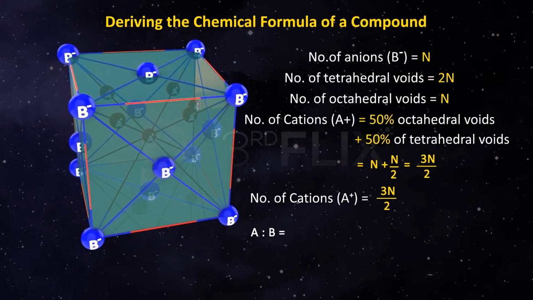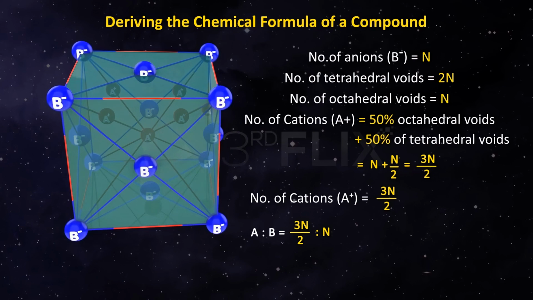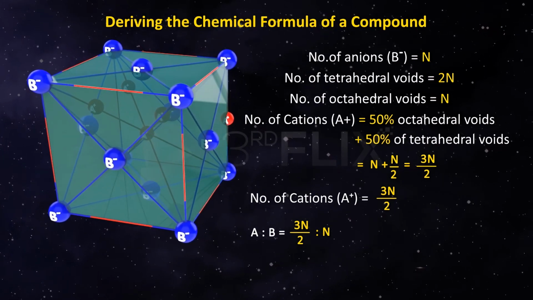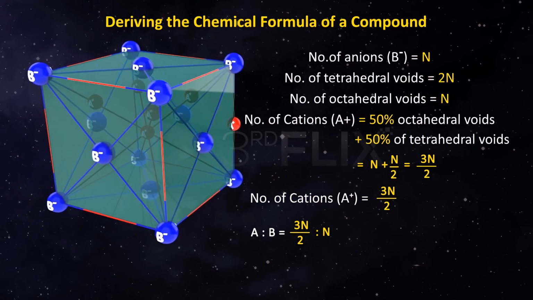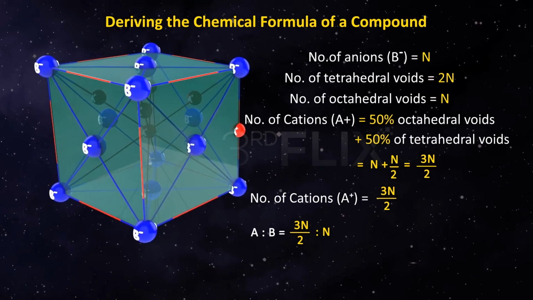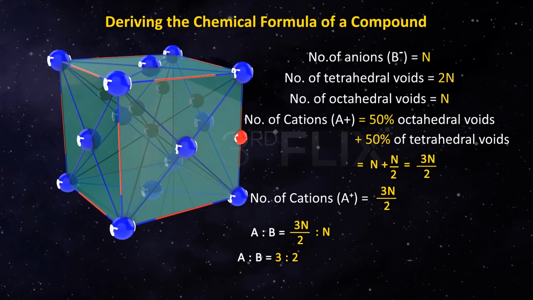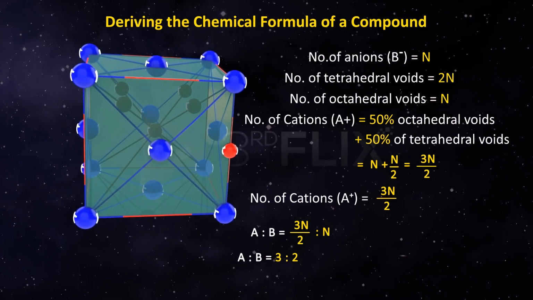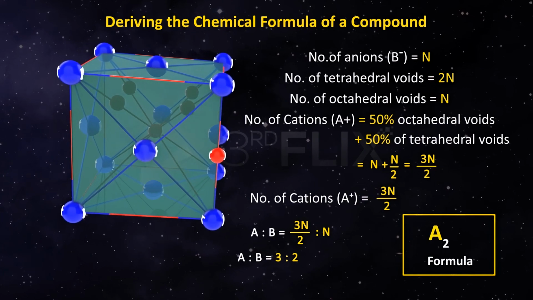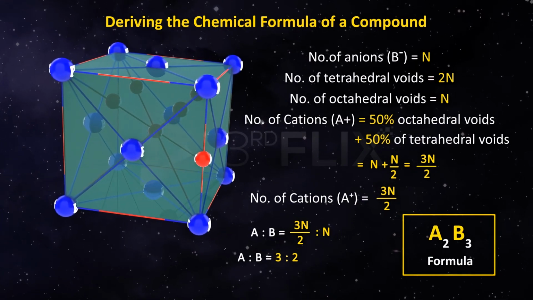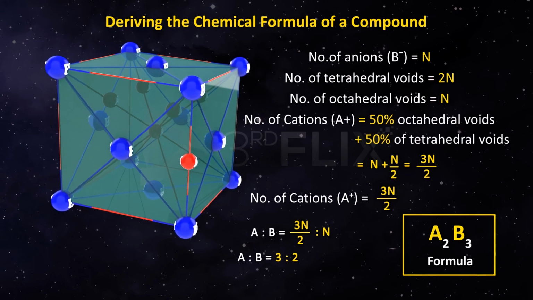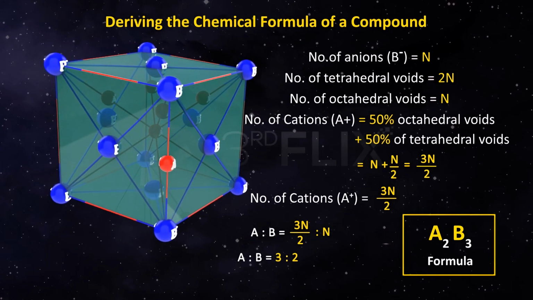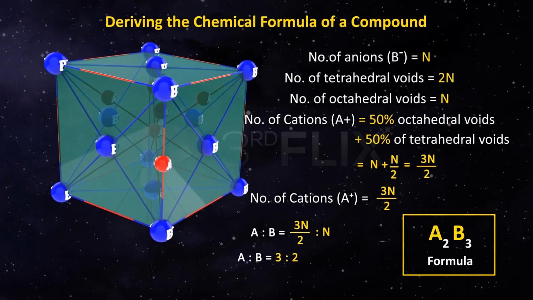The ratio of cations to anions, A to B, thus becomes 3n/2 to n. The simple whole number ratio of A to B is 3 to 2. Thus the formula becomes A3B2. Hence we can say that there is a relationship between the fraction of voids occupied by the constituent particles and the chemical formula of the compound.